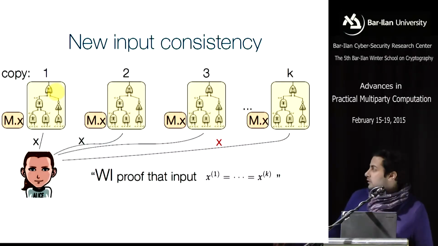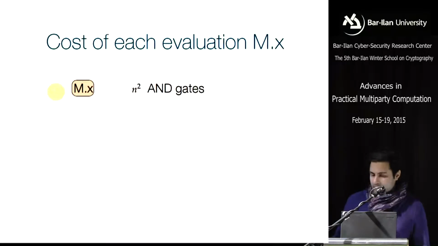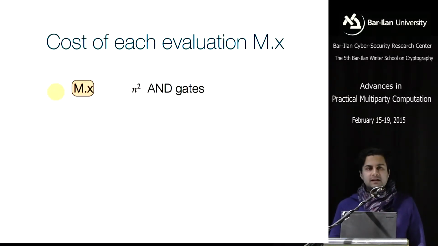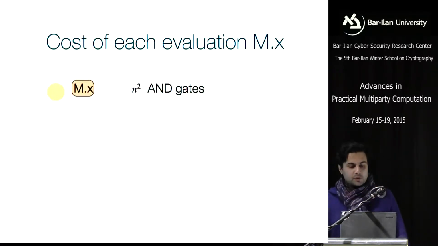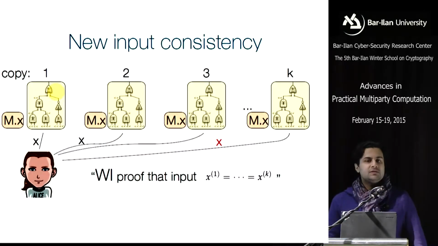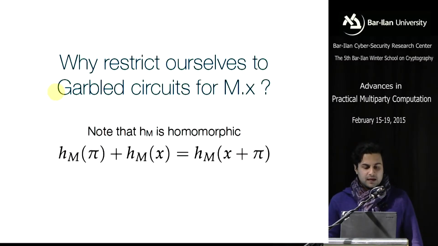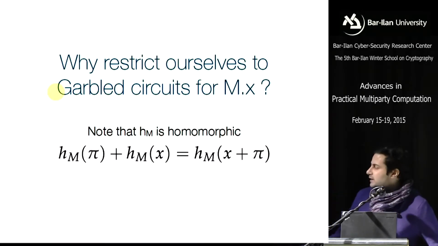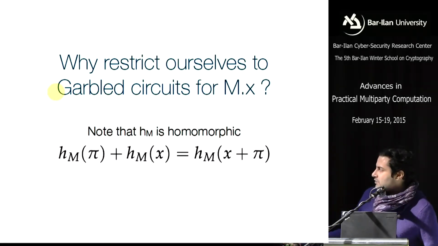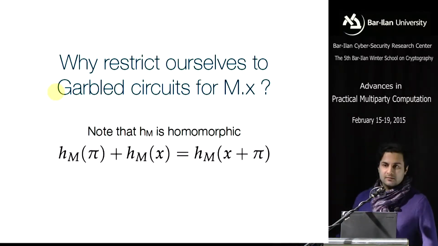We compute this m of x on the side right here. And if we were to do this naively, this matrix vector product would have n squared AND gates. But we don't actually have to compute this function using a garbled circuit like this. We can come up with a different way to compute this circuit. We've done that by recognizing an interesting property, that the hash function we've chosen is homomorphic, meaning if you hash pi and you hash x, that's equivalent to the hash of x plus pi.